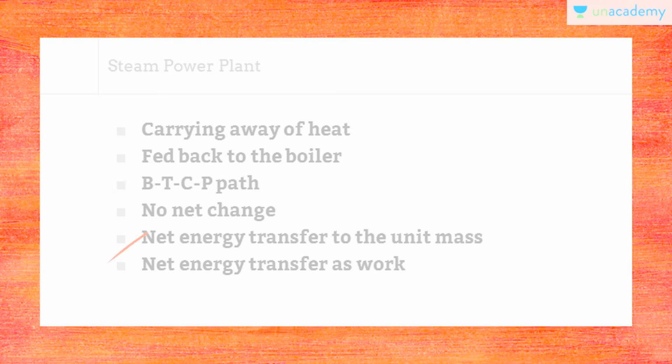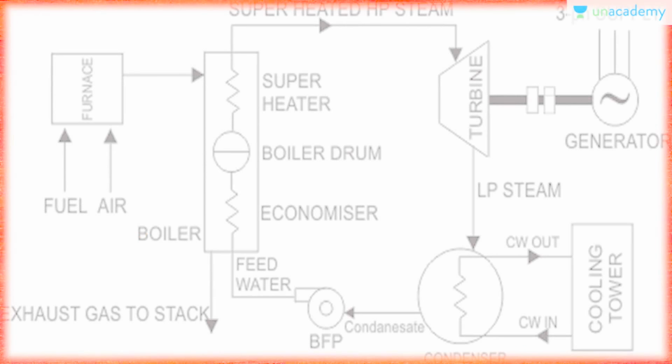Since the fluid is undergoing a cyclic process, there will be no net change in its internal energy over the cycle, and consequently the net energy transferred to the unit mass of the fluid as heat during the cycle must be equal to the net energy transfer as work from the fluid.